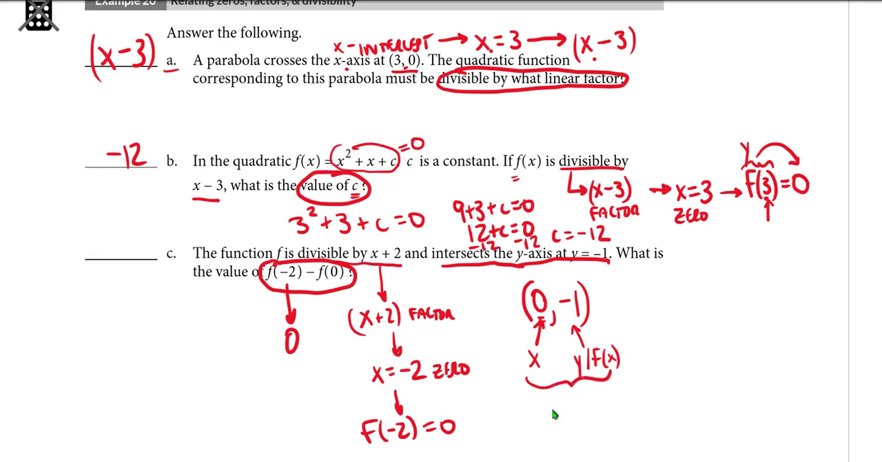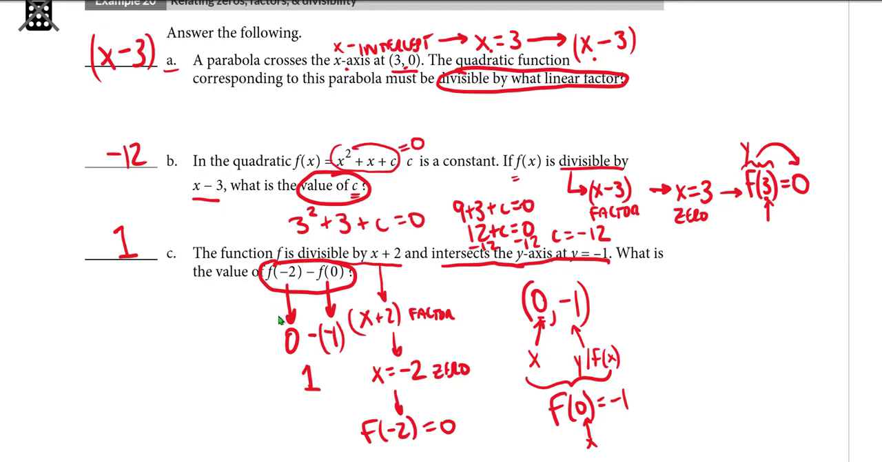And putting this all together, we know now that f of 0, remember that's the x value, has to equal -1. When 0 goes in, -1 comes out. We now know that f of 0 is -1, so we are doing 0 minus -1 here, which equals 1. So the answer to 20C is 1.